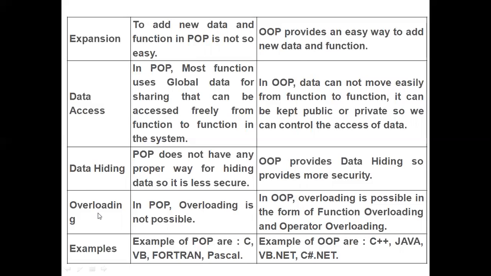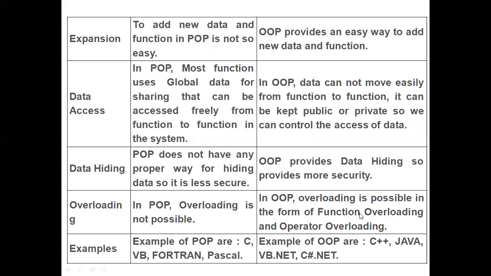Now overloading of data is not accessible, or this property is not available here, but because of the polymorphism property, function overloading and operator overloading are possible in object oriented programming. Function overloading means the function name is the same but the parameters are different, and operator overloading means the operator name is the same but the operands are different.